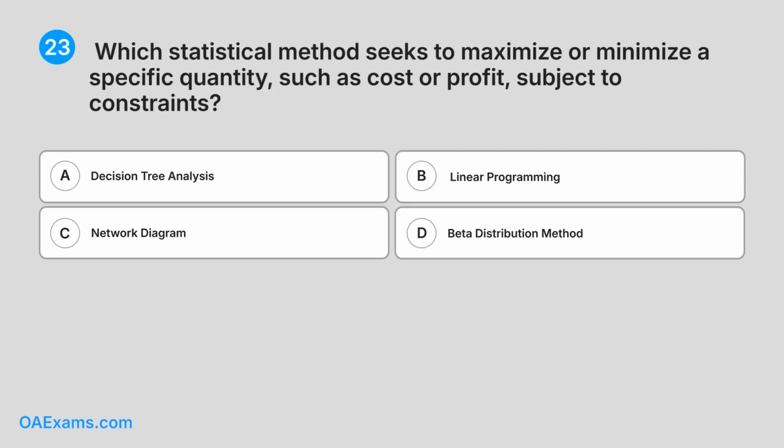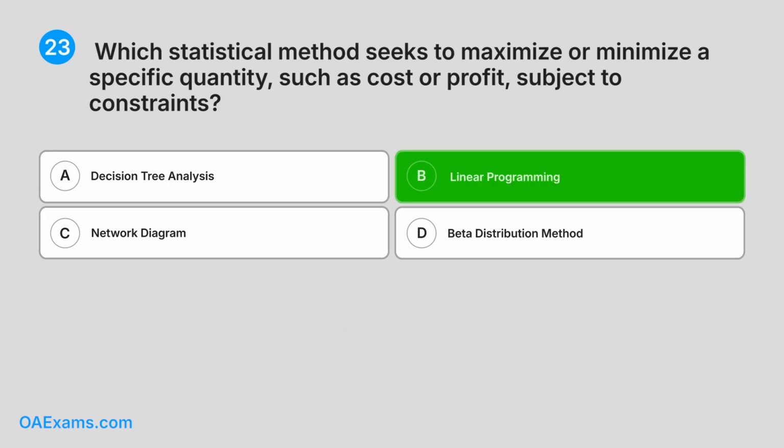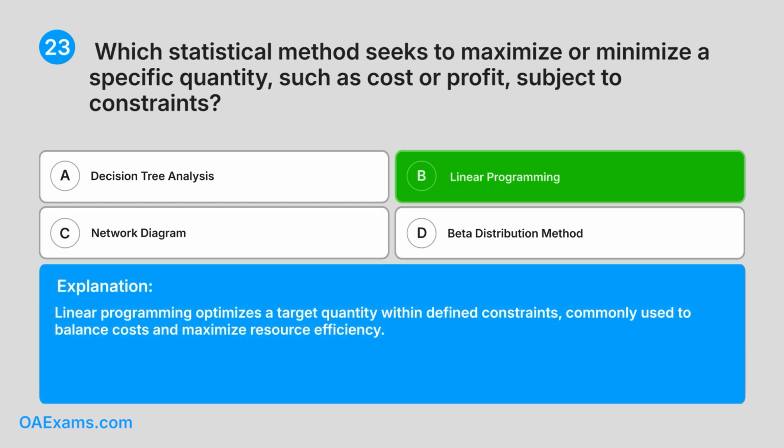23. Which statistical method seeks to maximize or minimize a specific quantity, such as cost or profit, subject to constraints? A. Decision tree analysis. B. Linear programming. C. Network diagram. D. Beta distribution method. What do you think is the answer? Correct answer: B. Linear programming. Explanation: linear programming optimizes a target quantity within defined constraints, commonly used to balance costs and maximize resource efficiency.